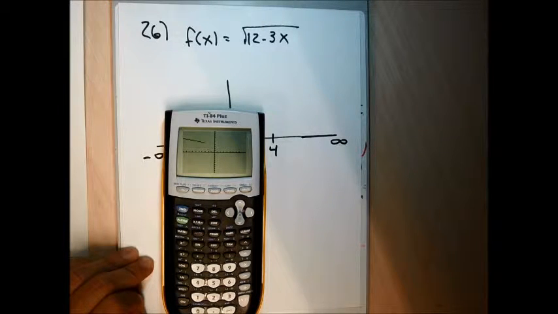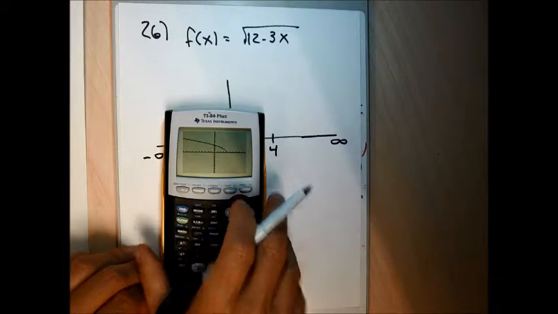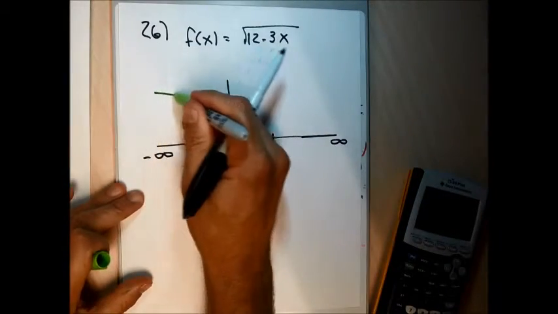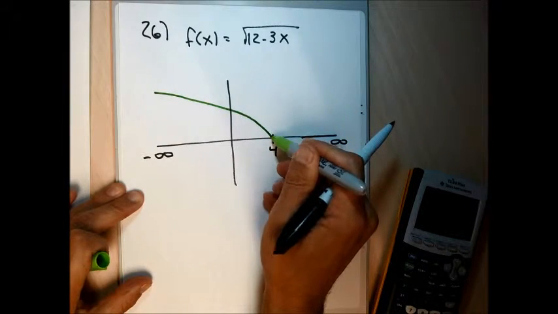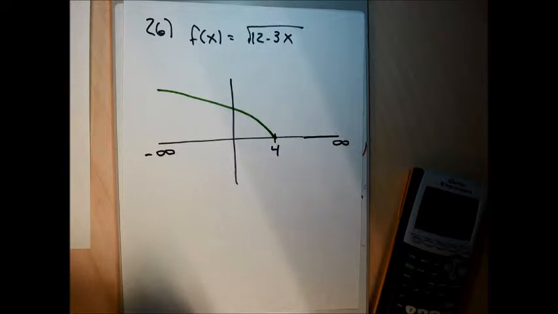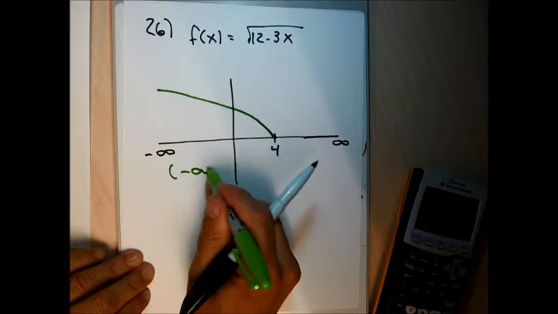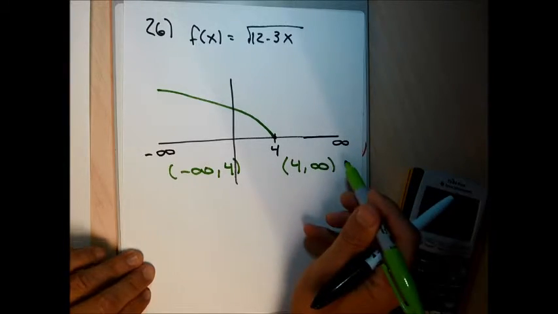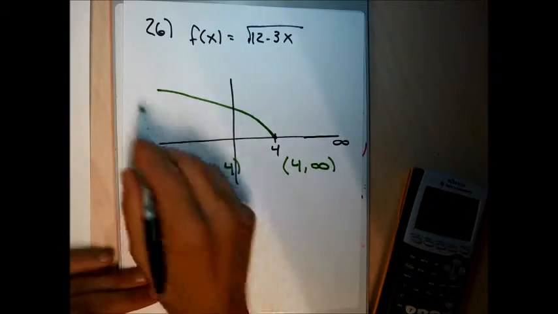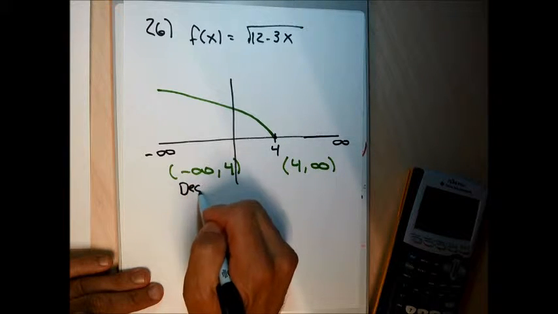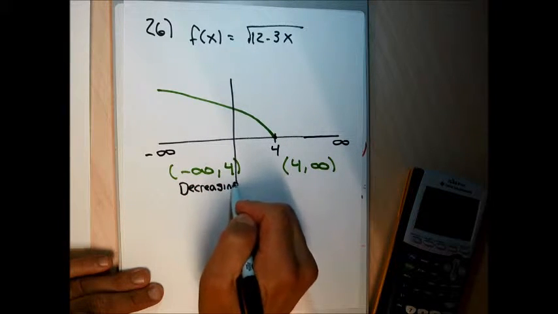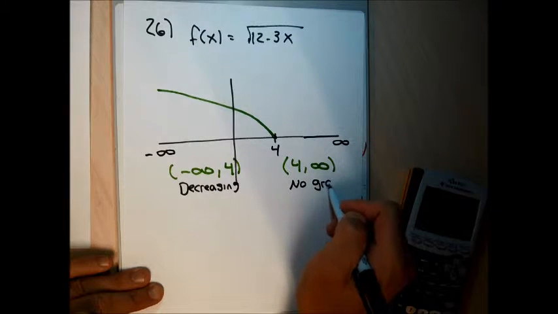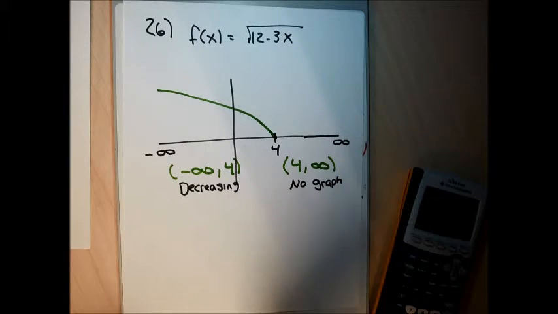Graph it. So the graph looks like that. It goes to that 4 right there and kind of just looks something like that. So the critical number that I put on the graph created two intervals: the interval from negative infinity to 4 and an interval from 4 to infinity. In the interval from negative infinity to 4, as I move from left to right, the graph is going lower, so it's decreasing in that interval. And in the interval from 4 to infinity, there's no graph because it's outside the domain of the square root, so it's neither increasing nor decreasing.